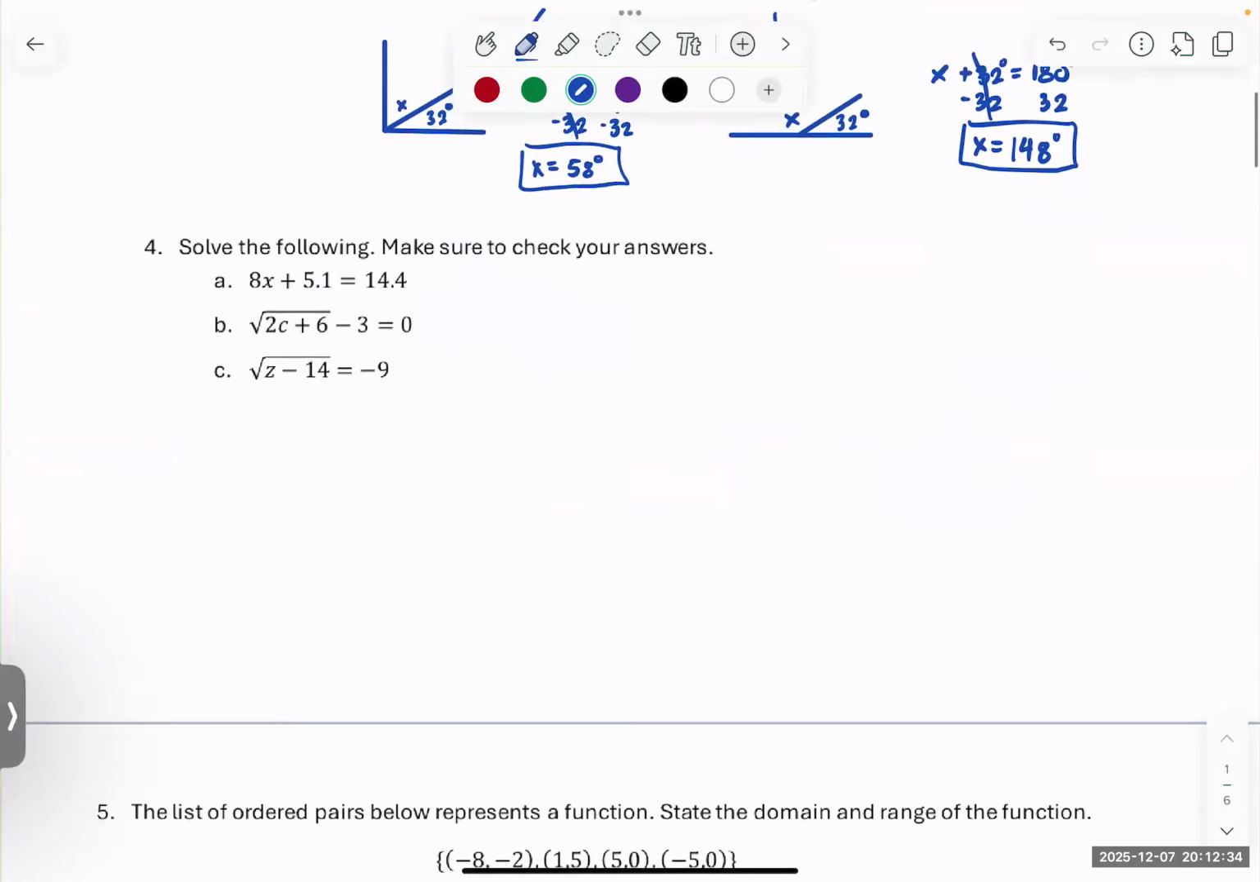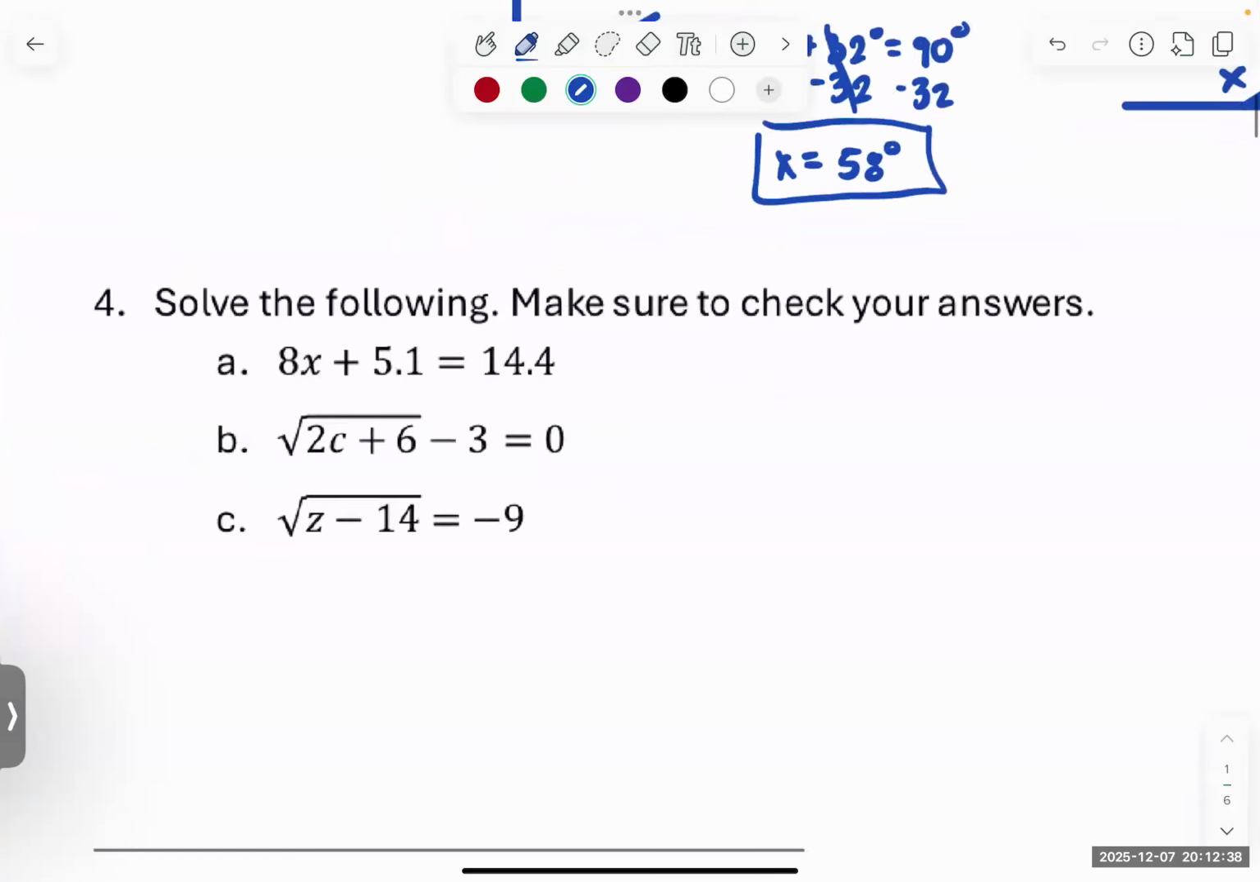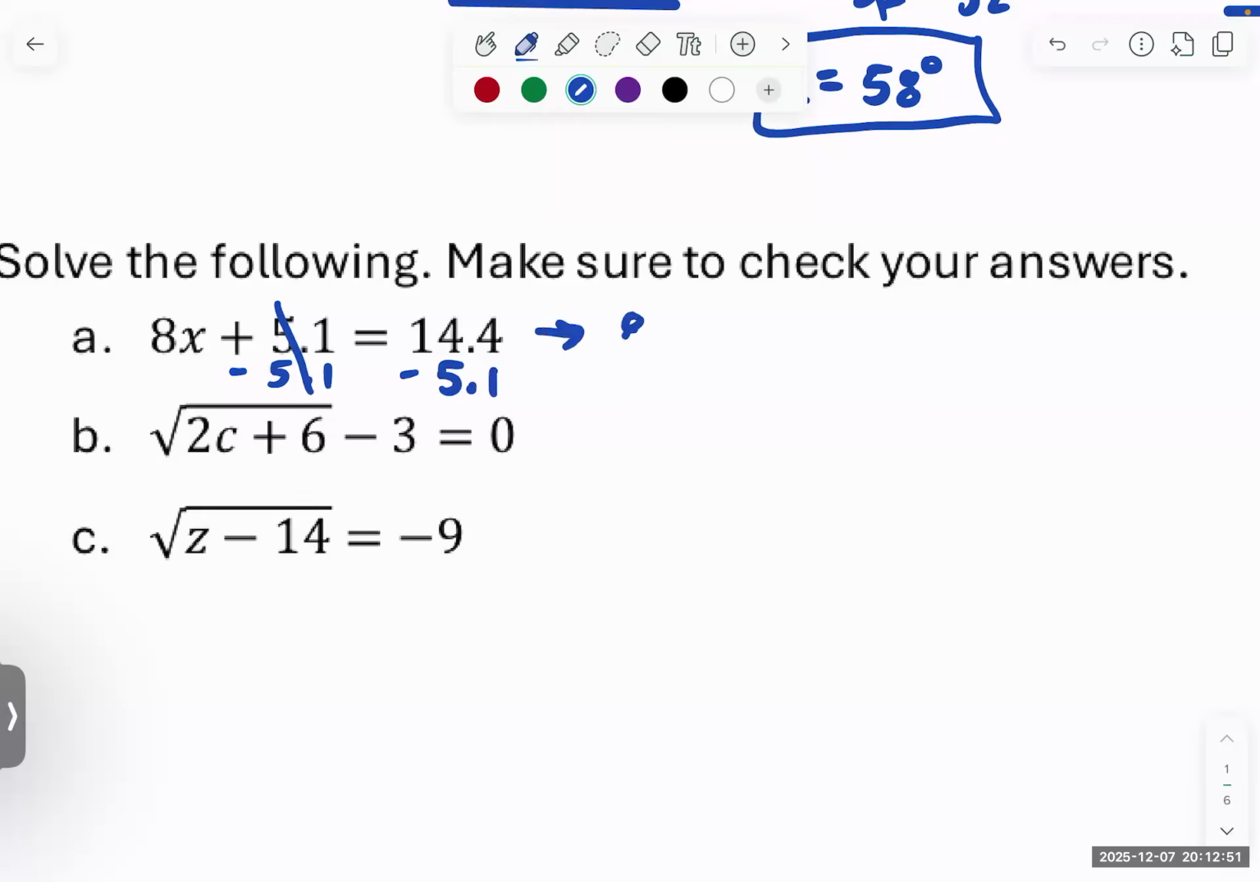Okay. All right, now on to these ones. Solve the following, make sure to check your answers. So we need to get x by itself here, and to do that, just subtract 5.1 from both sides. And then you get 8x equals, and you can use a calculator for this. Decimals can be intimidating, but this is going to be, I think, 9.3. Let me check.